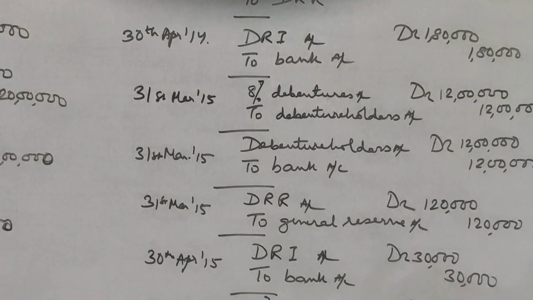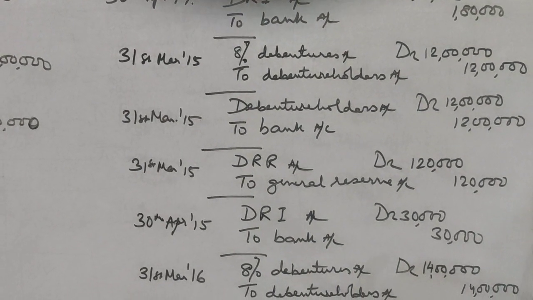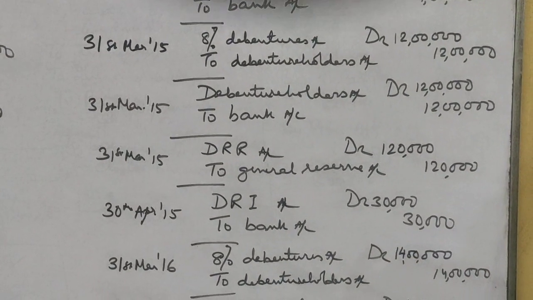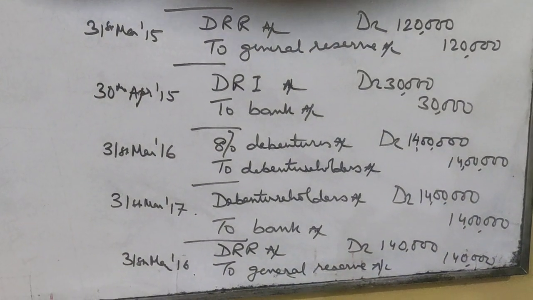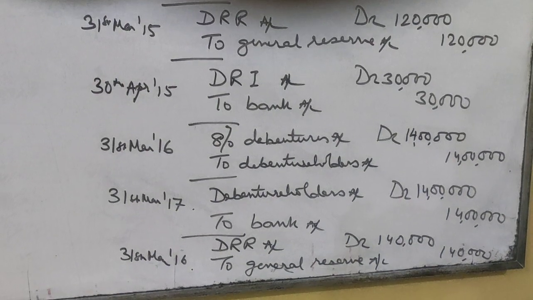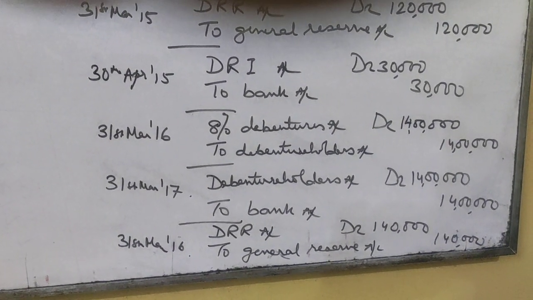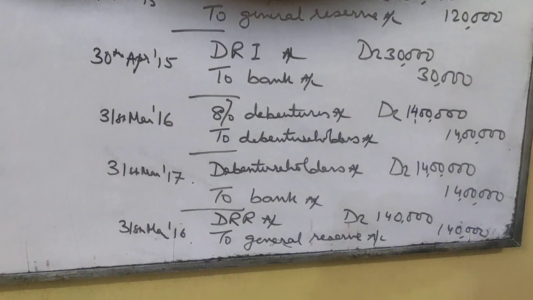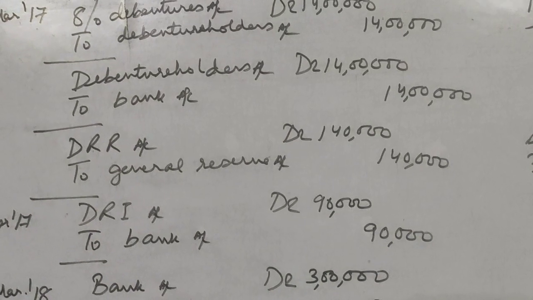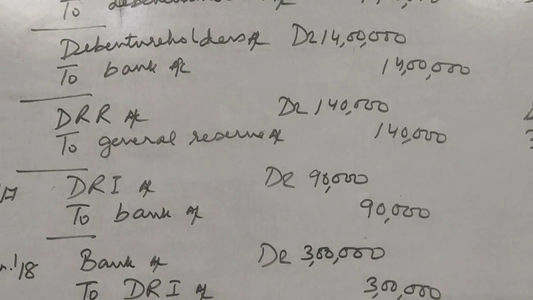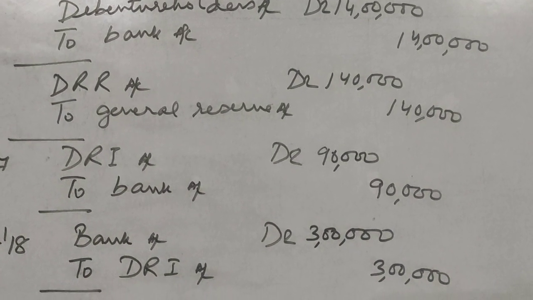Like first year we redeemed debentures of 12 lakh. So we transferred 1,20,000 to general reserve. Then second year we redeemed debentures of 14 lakh. So how much was transferred to general reserve? Your 1,40,000, 10% of 14 lakh. In the third year we again redeemed debentures of 14 lakh. So 10% of that, 1,40,000, we transferred to general reserve.